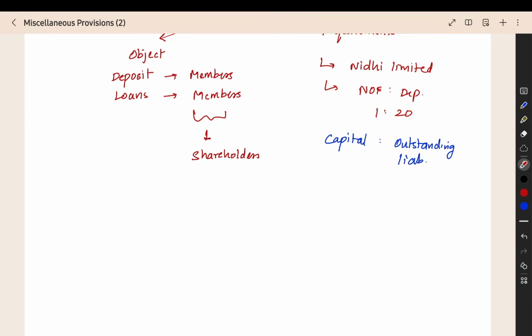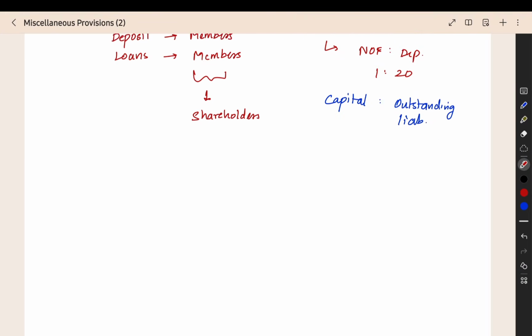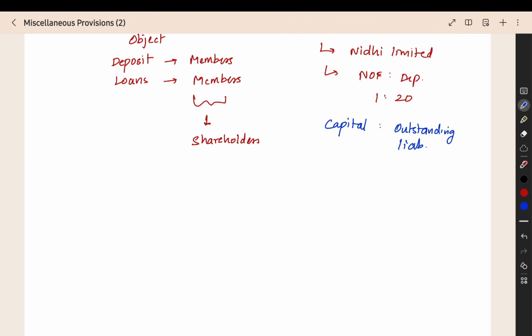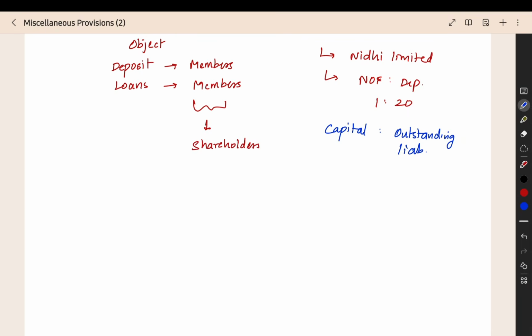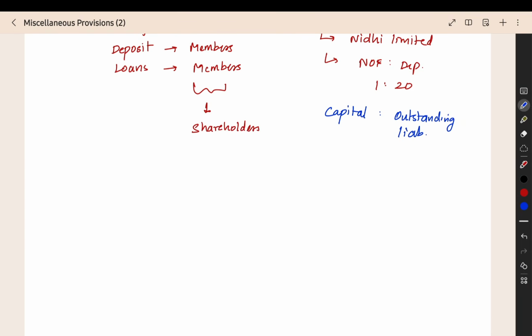So this is the ratio that should not be violated. So the minimum should be 1:20. You can have more capital, but more than 20 rupees you cannot get as deposit. By having this net owned funds to deposit ratio, this is the thing that is being regulated. And along with that, we are having one more requirement. That requirement is for the unencumbered term deposit.